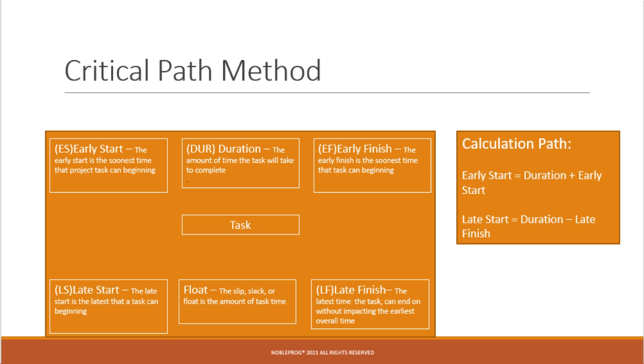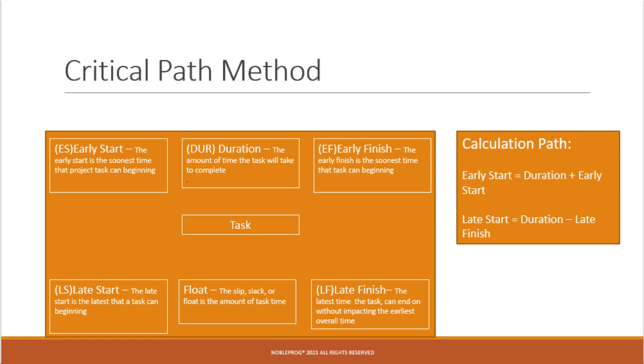This is the slip, the slack, or the amount of time that can be added or subtracted without causing a loss to the critical path. And the far right is called the late finish, the latest time the task can end without impacting the earliest overall time. And the beginning represents the name of the box for the task that's being completed.